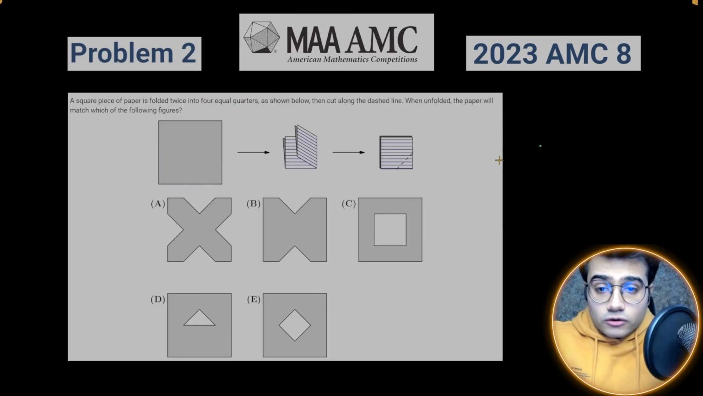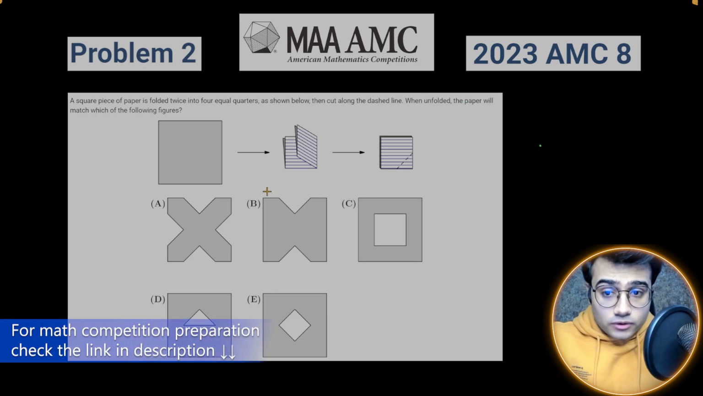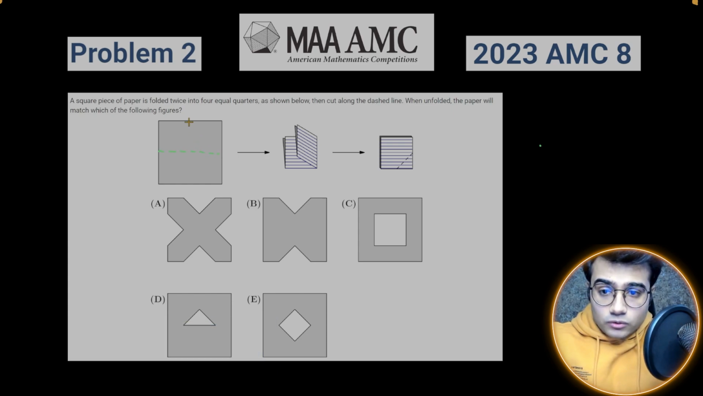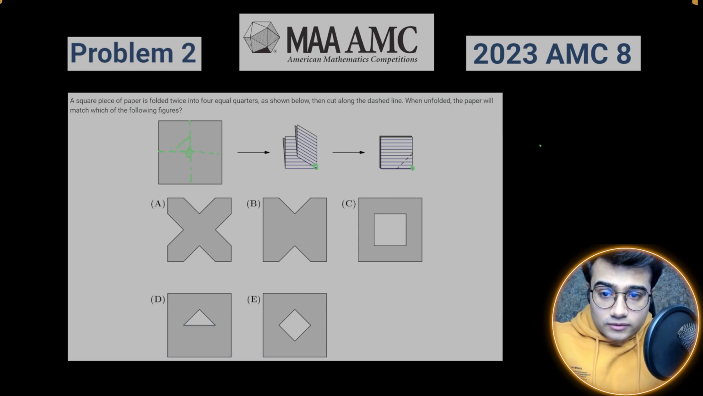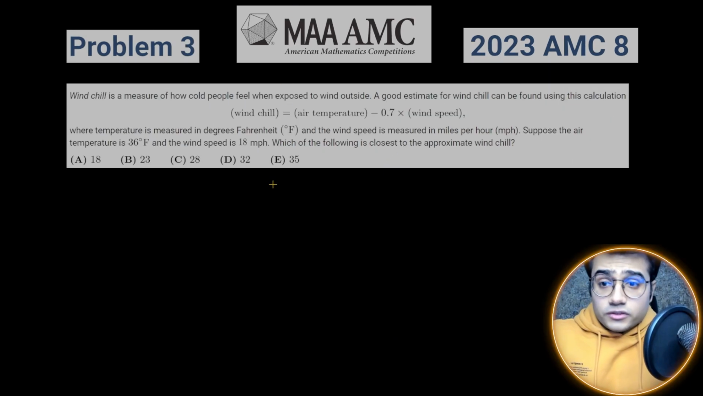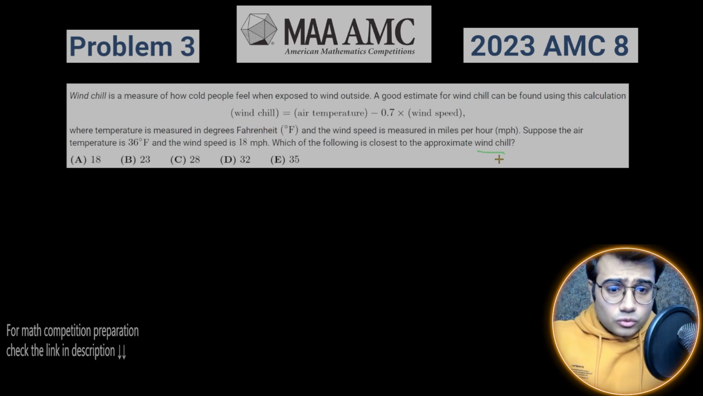So in this problem, we are folding a square piece of paper. So first, it looks like we folded it over this line. And then we fold it over this line. So this is going to be the bottom right corner. And when you cut it like this, it's going to cut the inside regions of the square piece of paper symmetrically. So we can clearly see it's going to be answer choice E, but you can also get this answer by elimination.